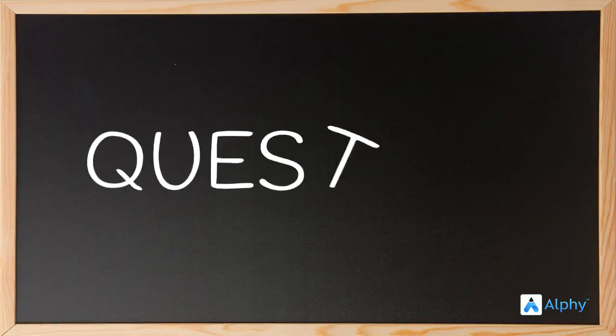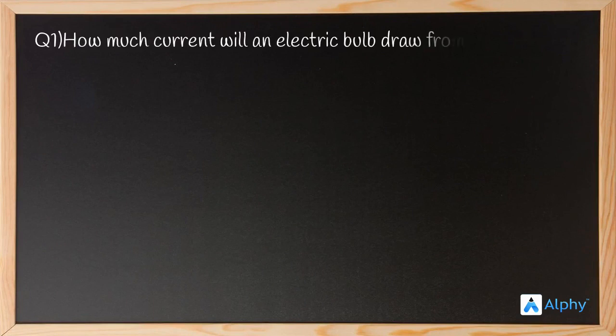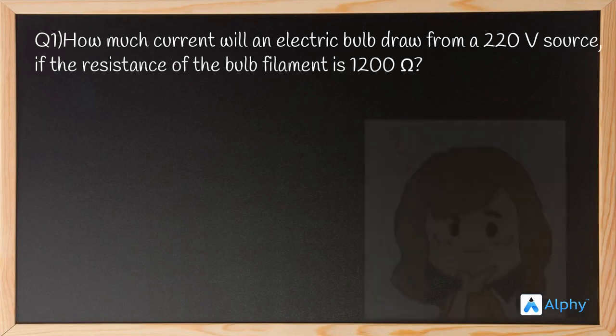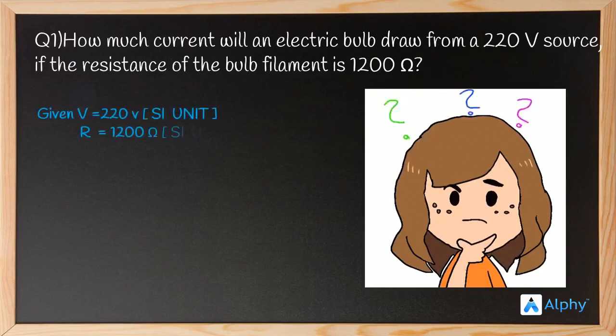In this video, we will discuss a question. How much current will an electric bulb draw from a 220 volt source if the resistance of the bulb filament is 1200 ohms? So how do we solve this now? It is already given that V is equal to 220 volts and R is 1200 ohms.